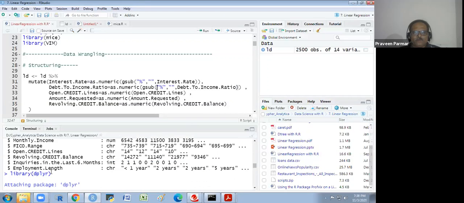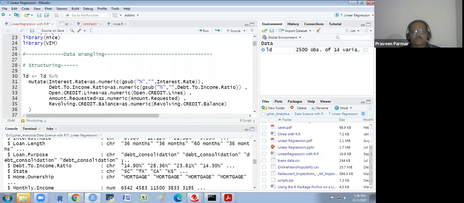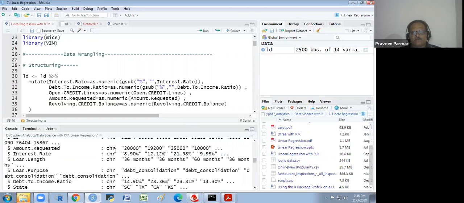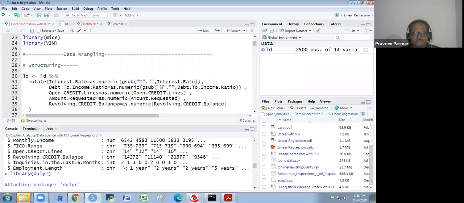Then open credit lines, you see there are quotes. So it is a character. We just remove these quotes and use as.numeric. Same we are doing with our amount requested. There are quotes. And the same we are using with the revolving credit balance. Is it clear to all?